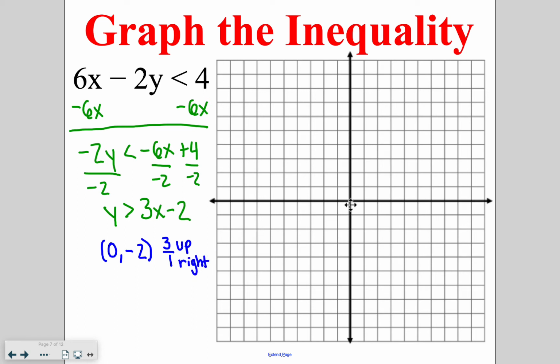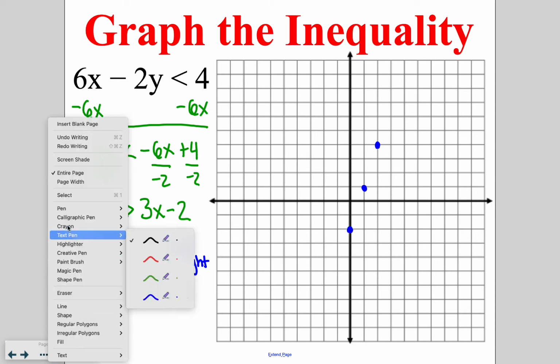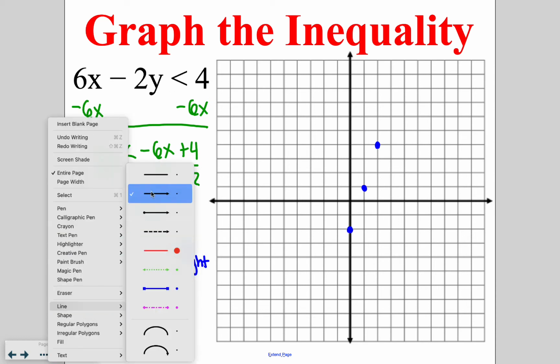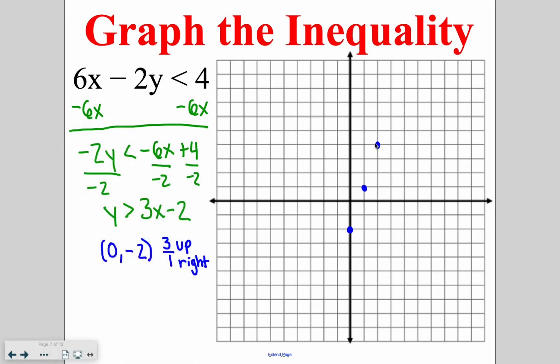So I'm going to go 0, negative 2 to start. Up 1, 2, 3, and 1 to the right. This time, because I do not have an equal sign included in my inequality, I am going to use a dashed line when I graph. So I have that dashed line to symbolize the fact that my line itself is not included in the solution.